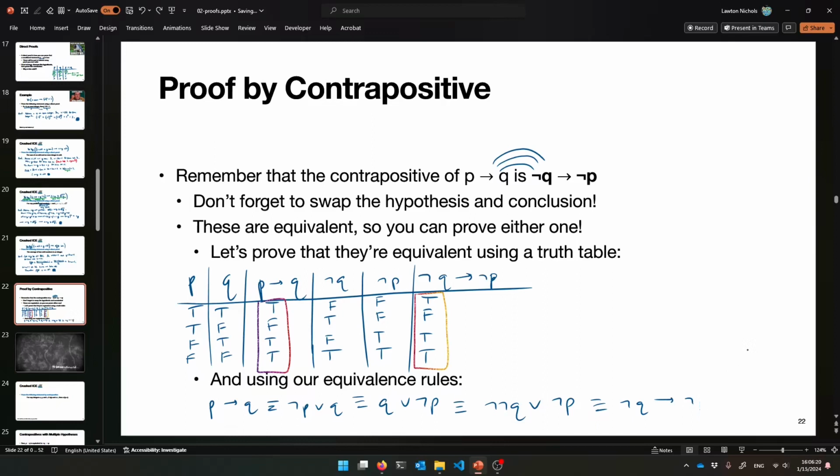Okay? So they really are the same, no matter how you want to prove it. And so now, if you have one, you have the other. They're both equivalent statements. And one might be easier to prove than the other, is the idea.